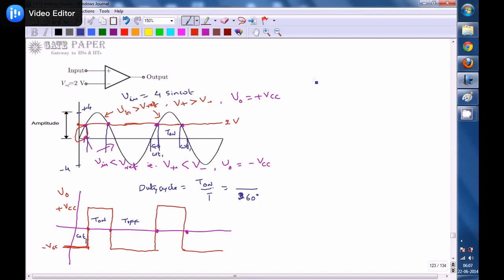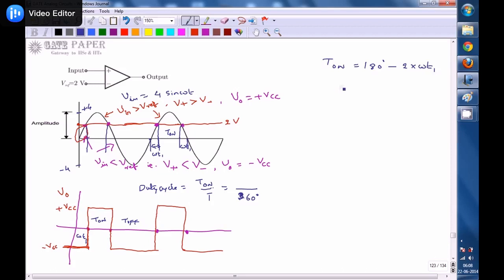So T on can be defined like this. T on is nothing but one half cycle. In this one complete cycle you are going with only the positive half cycle, and the positive half cycle is nothing but 180 degrees minus 2 times omega t1. So if you reduce 2 times omega t1 from 180 degrees, that's what you will get as T on.